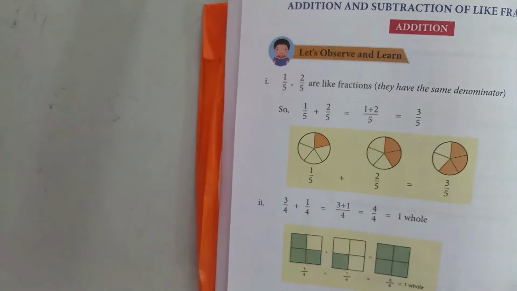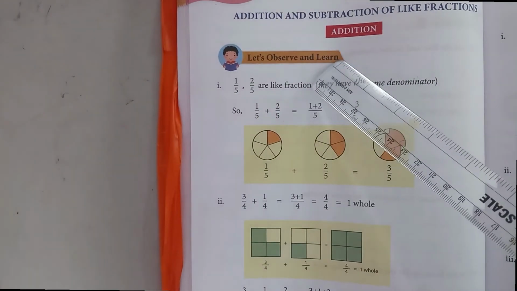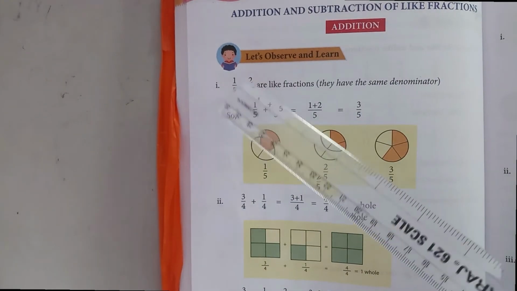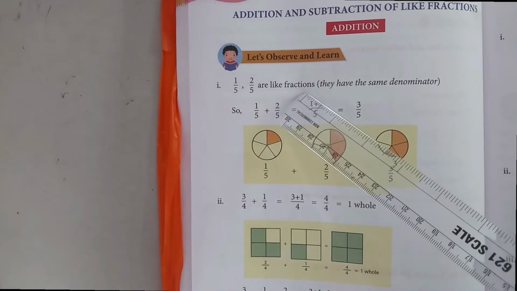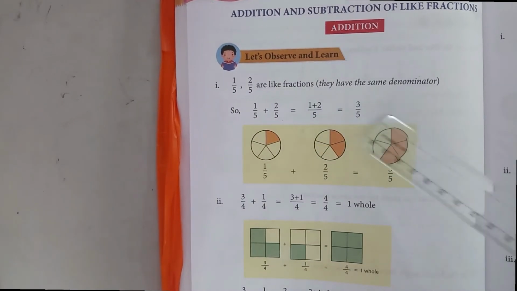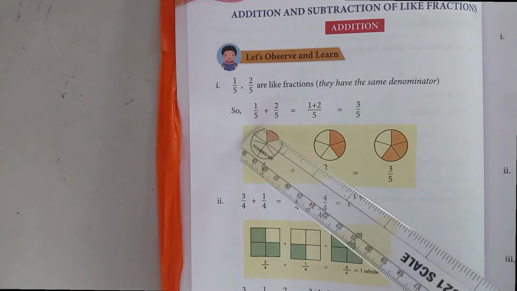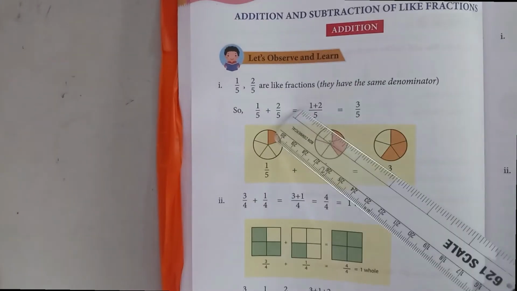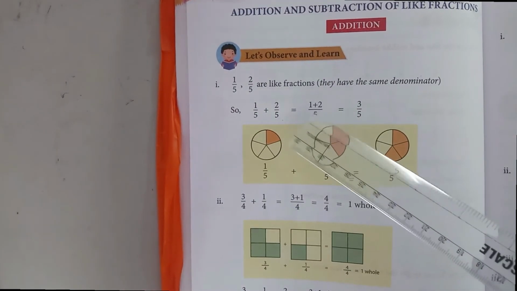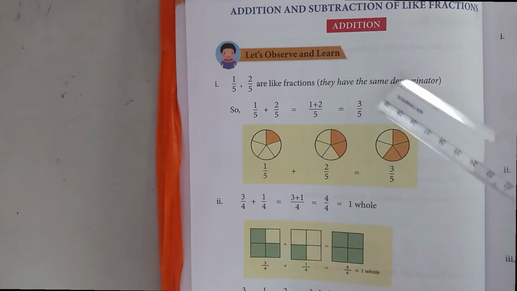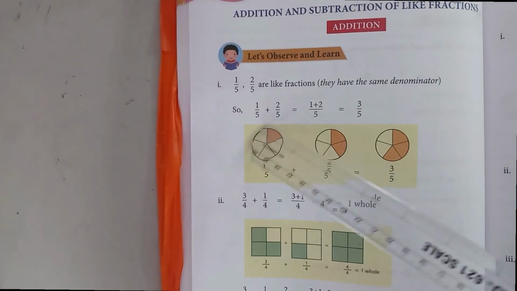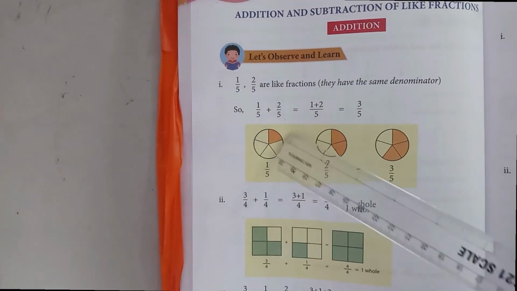Now we shall do addition and subtraction of like fractions. Addition. Let us observe and learn. 1 by 5, 2 by 5 are like fractions. They have the same denominator. So 1 by 5 plus 2 by 5 is equal to 1 plus 2 by 5, that is equal to 3 by 5.